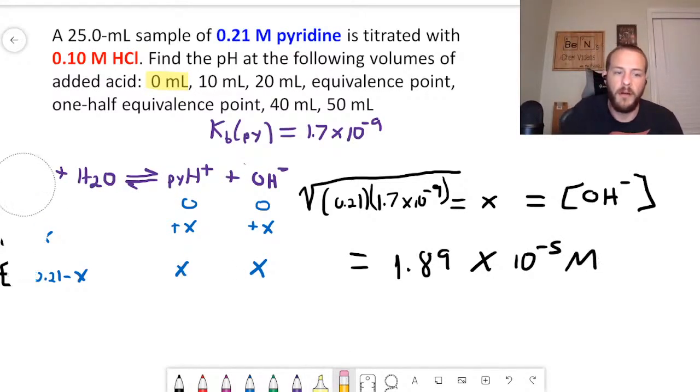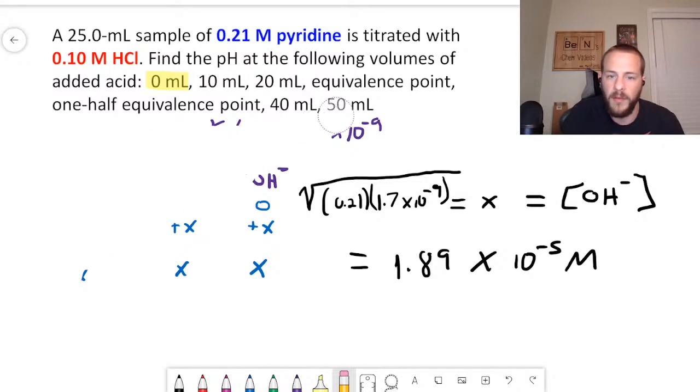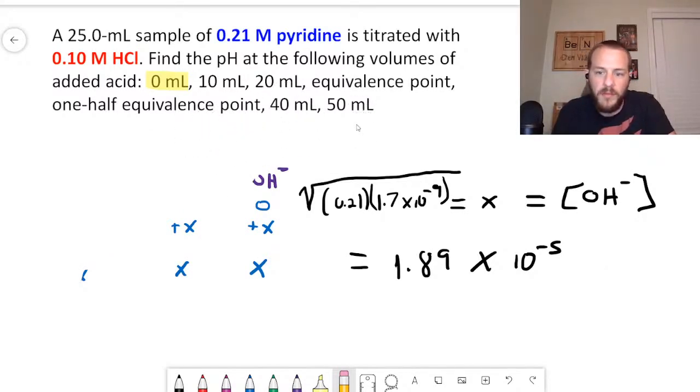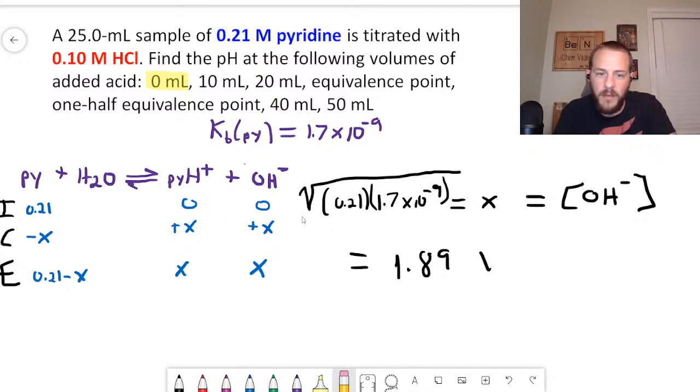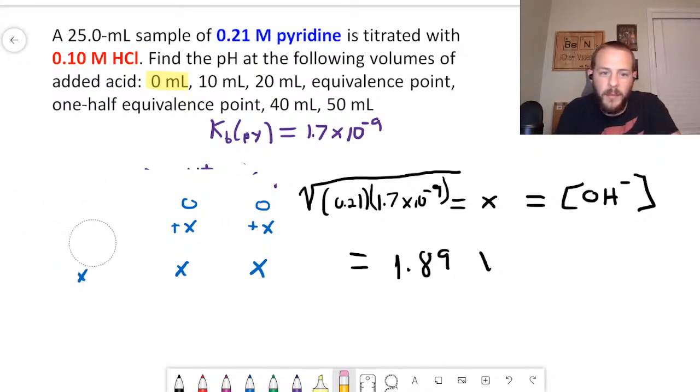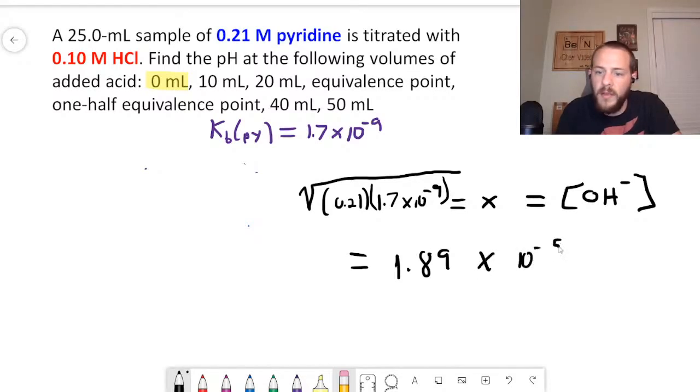So we don't need our ice table anymore. I'm going to delete all that stuff. We're good. Actually, you know what? I should. Oh, no. Okay, I think I got it. I think I saved what I need. I wanted to leave the Kb for pyridine up there. Delete all that. It said 1.89 times 10 to the minus 5.